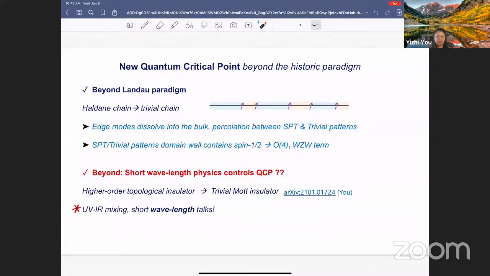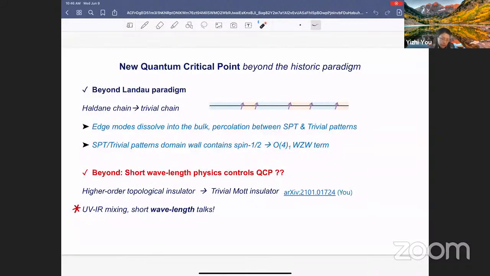And the take-home message we learn from this pictorial argument is that when we drive a phase transition between an SPT chain and a trivial chain, what happens is the previous edge mode now dissolves into the bulk because it appears inside a domain wall between two distinct regions. So inside the bulk, there is something like a percolation between the SPT region and the trivial patterns. And these domain walls decorated with the previous edge mode dissolve into the bulk and strongly fluctuate in space-time. Because this domain wall carries some non-trivial quantum number, the quantum phase transition between the SPT chain and the trivial chain contains an additional O(4) level 1 Wess-Zumino-Witten term that exactly characterizes the fact that the domain wall carries a spin 1/2 degree of freedom. So the quantum critical point is different from the usual quantum critical point in a symmetry breaking pattern.